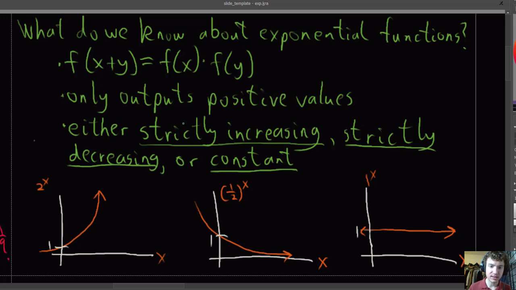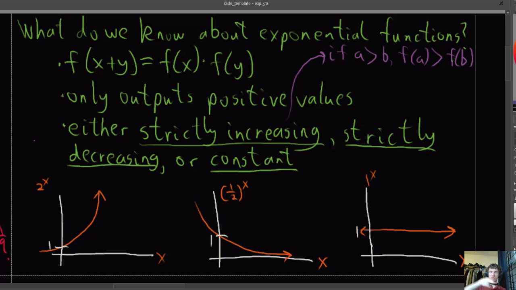And the third thing, which I didn't discuss but will be important, is we're going to assume that our exponential functions are always either strictly increasing, strictly decreasing, or constant. So what do I mean by that? Strictly increasing means if you have two numbers, a and b, and a is larger, then the function will always output a larger number when you feed in a than when you feed in b.